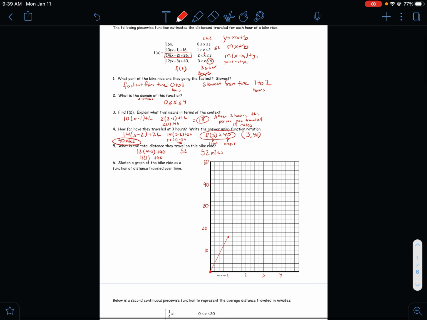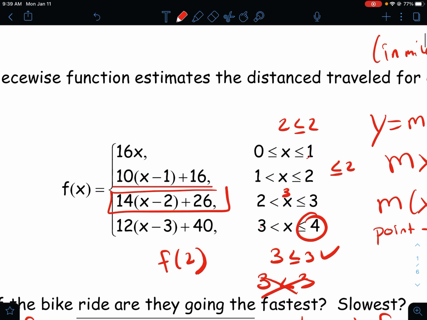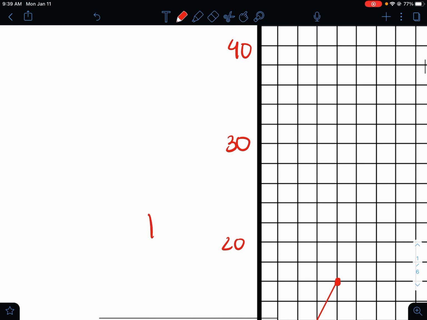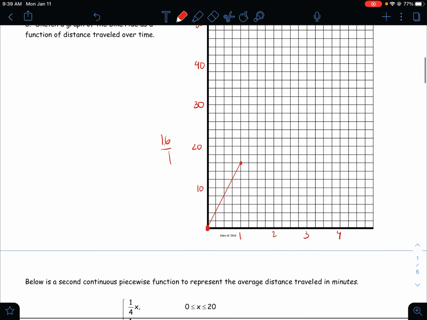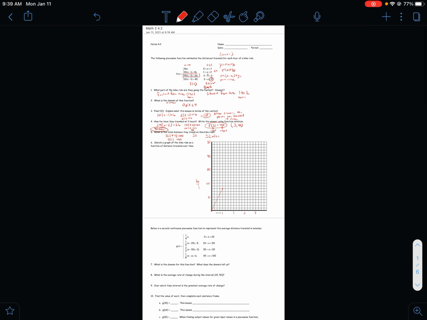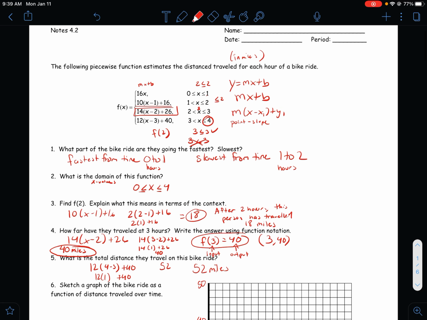Okay, so I started off at (0, 0). Why did I start at (0, 0)? Well, this one is kind of in y equals mx plus b. b is 0, so my y-intercept is 0. And then my slope was 16, right? So it's going to be 16 over 1. So I went up 16 and then over 1. All right, so that was my red.